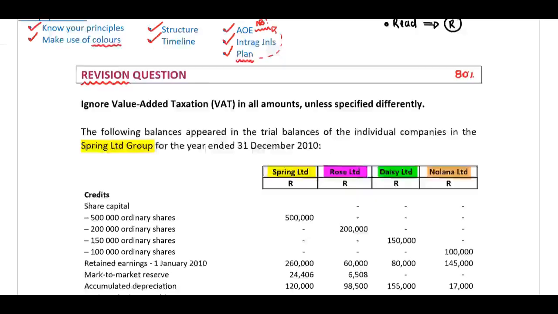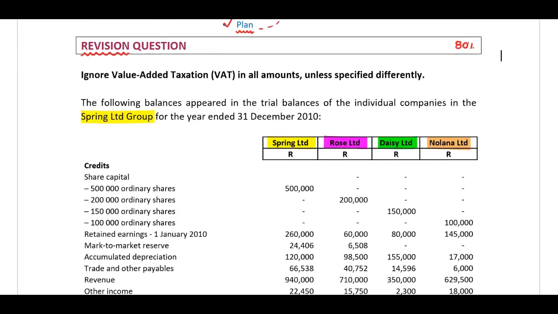Now, let's read through the info. Ignore value-added taxation in all amounts unless specified differently. The following balances appeared in the trial balances of the individual companies in the Spring Limited Group for the year ended 31 December 2010. Now, immediately we are able to identify that there is a group and they provide us with a separate trial balances of Spring Limited, Rose Limited, Daisy Limited, and Nulana Limited.